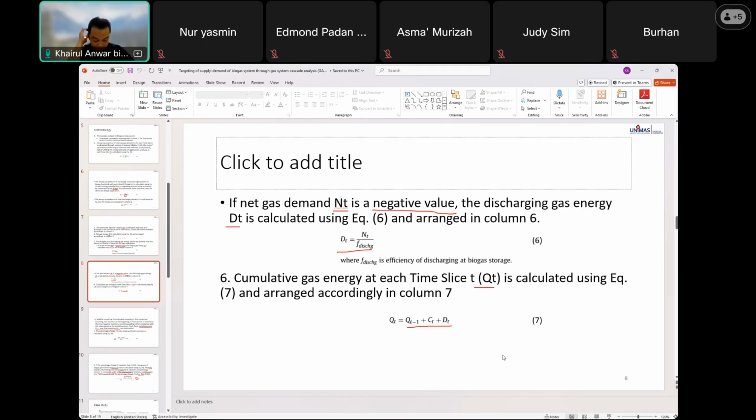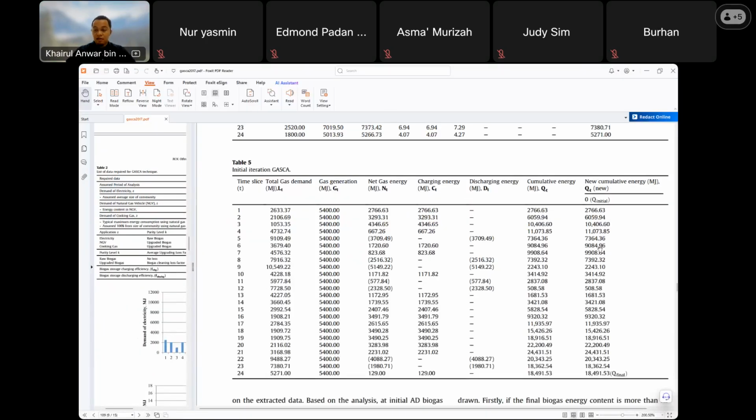All right. So let's see here. For Q initial, because we haven't done the pinch yet, it's 0. So this is the initial iteration. So 0 plus 2766 is 2766.